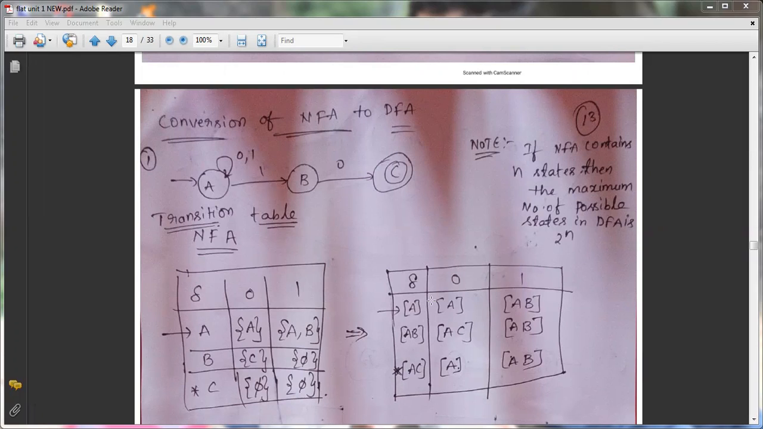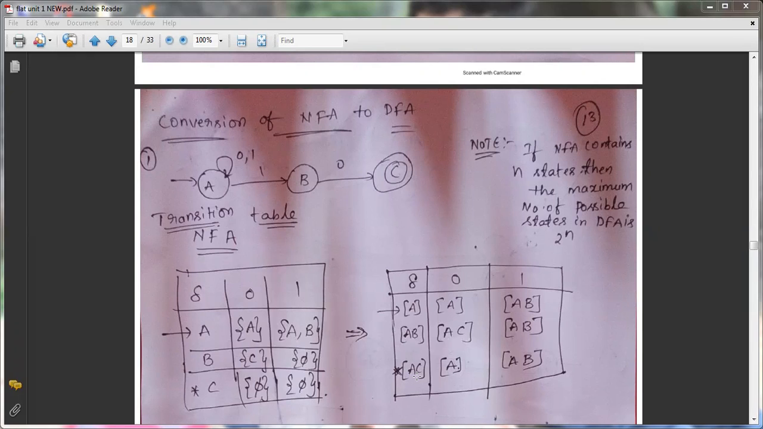So that is AB. Here A on 0 is going to A, and B on 0 is going to C. So we are going to have AC here. After that, A on 1 is going to AB, and B on 1 is going to the null state, so we'll take it as AB only. Now what is the new state we have here? AC is the new state. So I will take AC here.